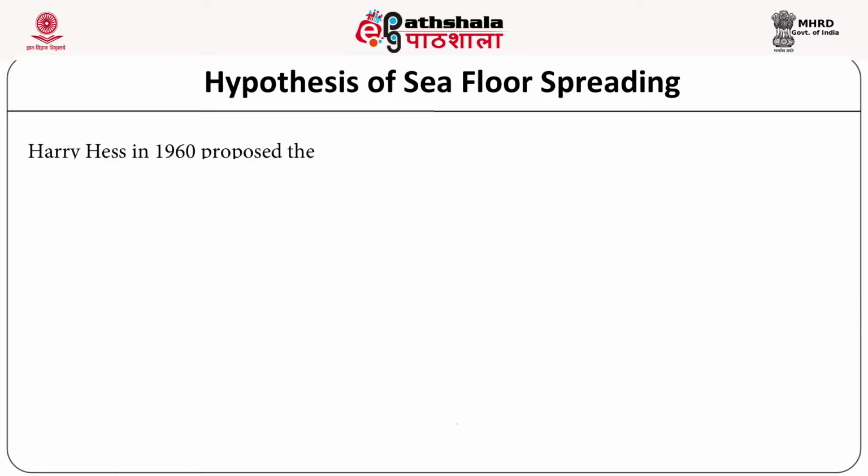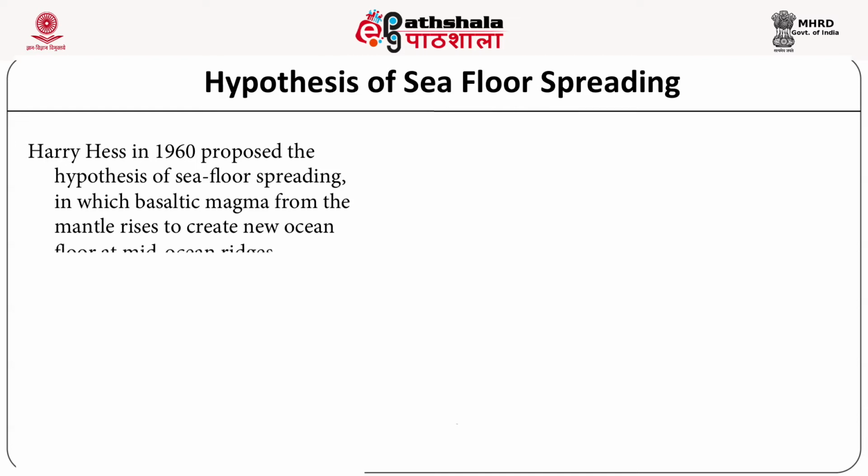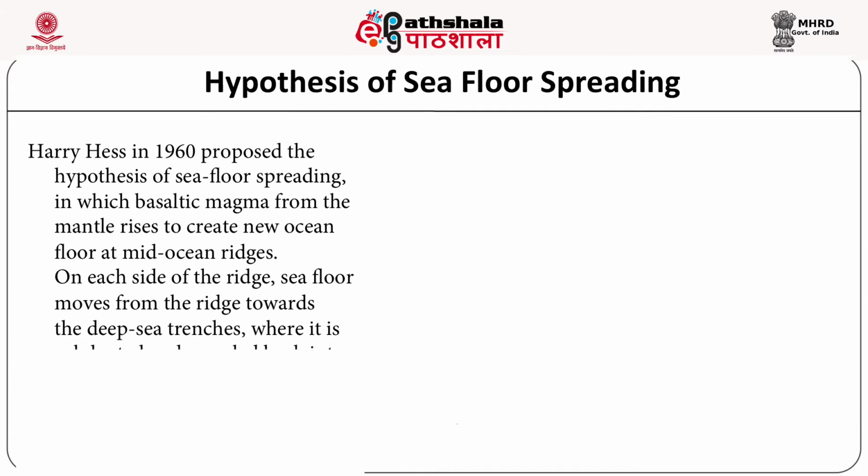Hypothesis of sea floor spreading. This was proposed by Harry Hess in 1960. It proposes that in sea floor spreading, basaltic magma rises from the mantle to create new ocean floor at mid-oceanic ridges. On each side of this ridge, the sea floor moves from the ridge towards the deep sea trenches, where it is subducted and recycled back into the mantle.